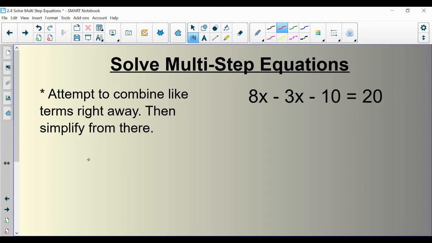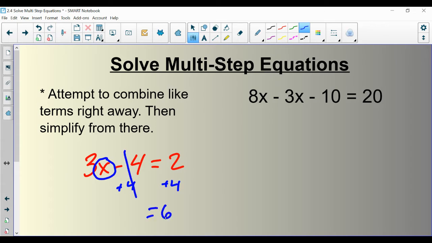Two-step equations were something like 3x minus 4 equals 2. We said there were two steps because, solving for x, the first thing you would do, recall, is add 4 to both sides. Those would cancel, and over here we'd have 6 because negative 4 plus 4 is 0, so that cancels, and 2 plus 4 is 6.